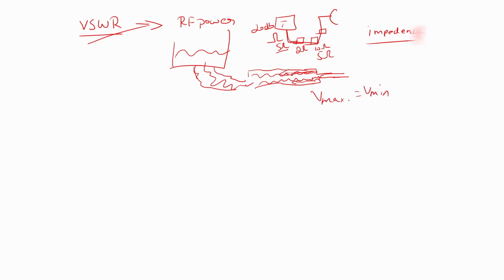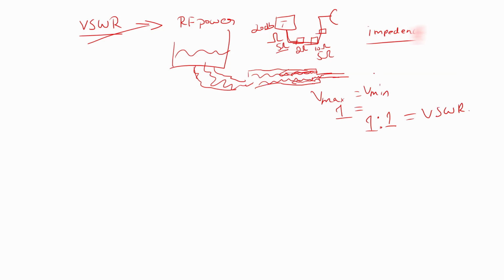That is indicated by Vmax, voltage max, being equal to voltage minimum. That is, you are sending the signal at, suppose, voltage 1, and the minimum is also 1. What that means is, this is the good VSWR value. Okay, so why it is, I will explain.